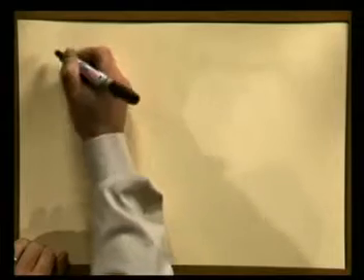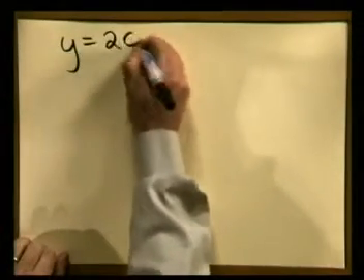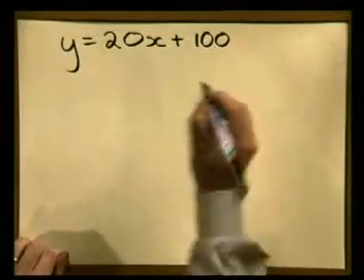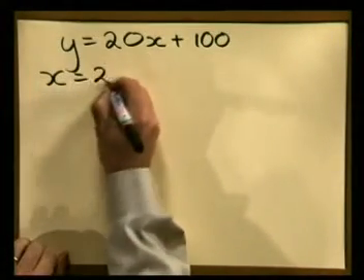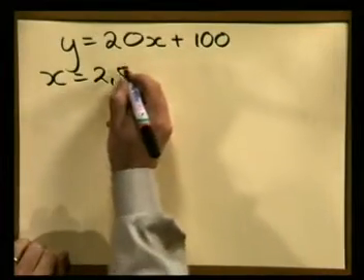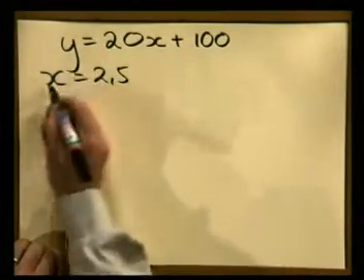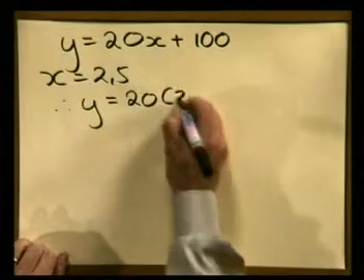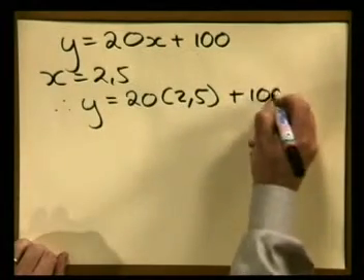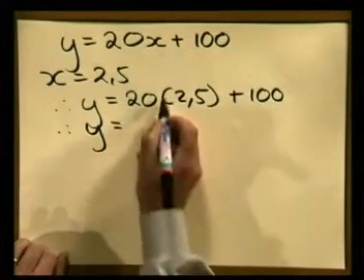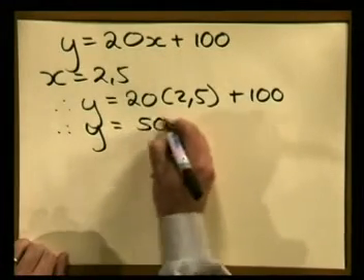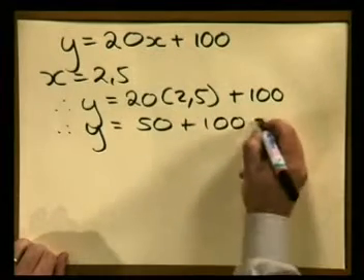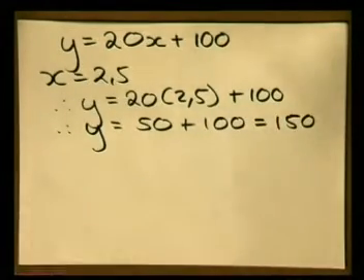In the previous lesson, we were working with the equation y is equal to 20x plus 100. Now, say for example, we know that x is equal to 2,5. That is our input value. It's very simple to find the output value by simply substituting that input value into our equation. So therefore, y will be equal to 20 multiplied by 2,5 plus 100. So therefore, y is equal to, well, I know that 20 times 2,5 is equal to 50. So y is equal to 50 plus 100, which is simply equal to 150. Well, that seemed quite logical. When the input is 2,5, the output is 150.